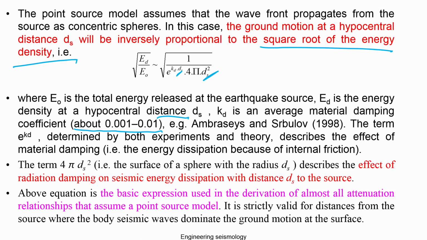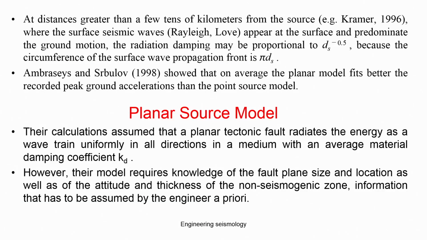The above equation is the basic expression used to derive the attenuation relationship assuming the point source model. It is strictly valid for distances from the source where body seismic waves dominate the ground motion at the surface. At a distance greater than a few tens of kilometers from the source, where surface seismic waves, Rayleigh waves, appear to be the predominant ground motion, the radiation damping may be proportional to ds to the power 0.5.